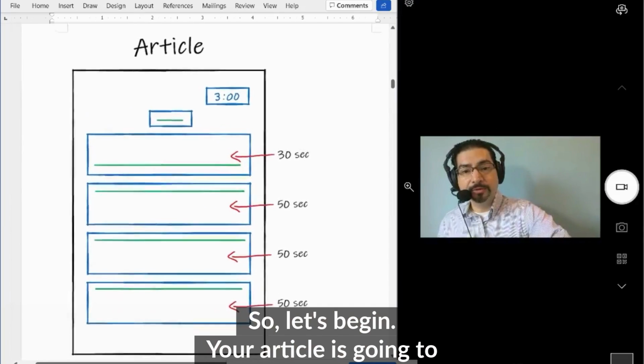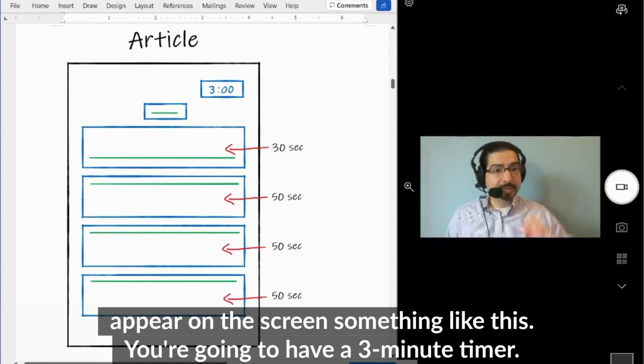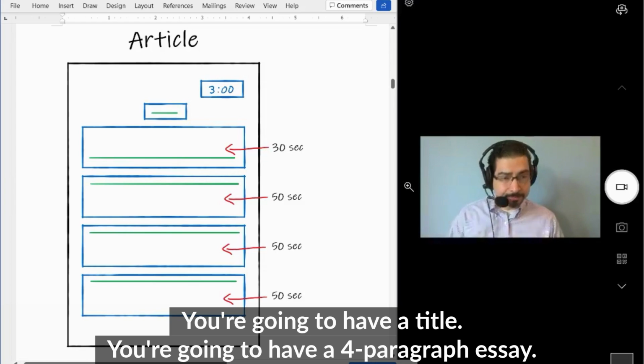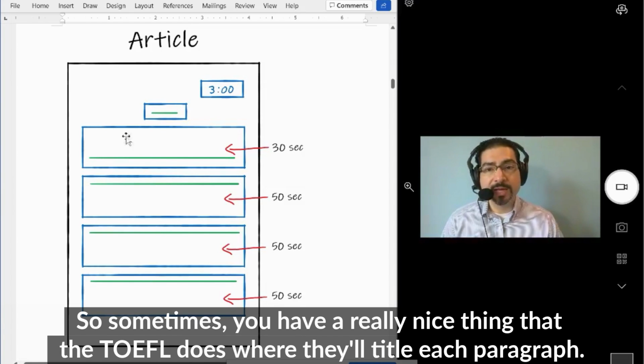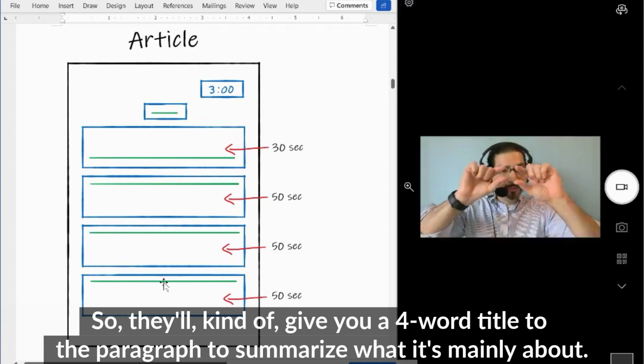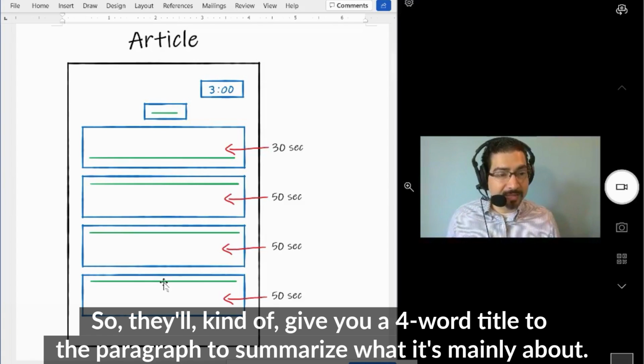Your article is going to appear on the screen something like this. You're going to have a 3-minute timer. You're going to have a title. You're going to have a 4-paragraph essay. Sometimes the TOEFL does a really nice thing where they'll title each paragraph, giving you a 4-word title to summarize what it's mainly about.